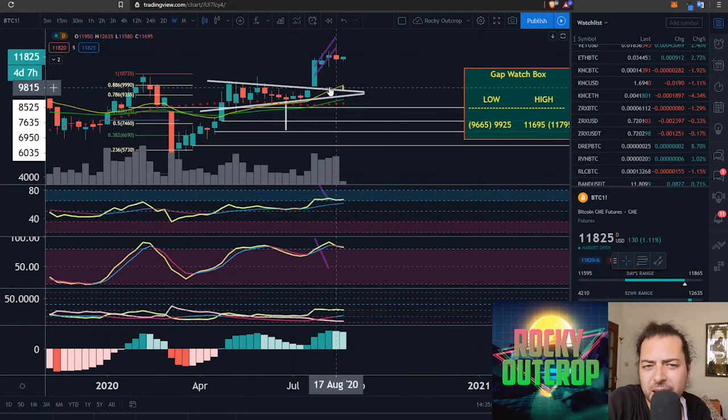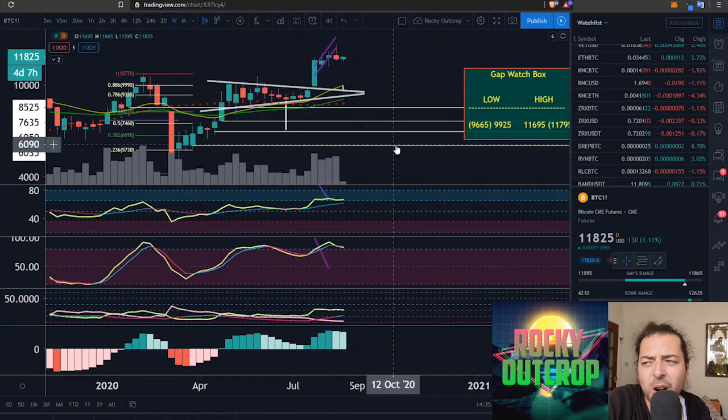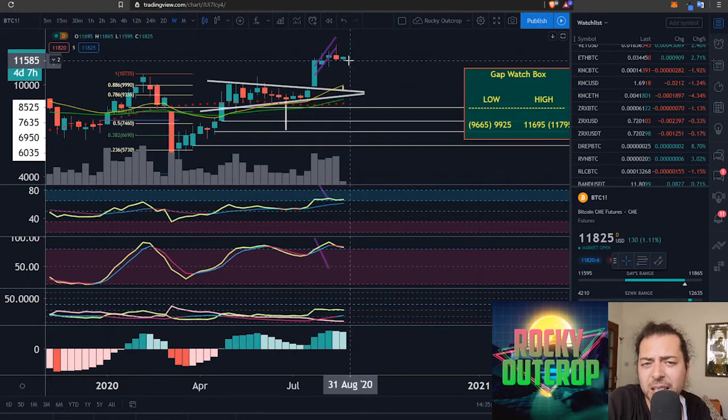We'd want to see the prices stay above overall that 9,500 area, or else perhaps we've got the trend turning around. Now, whether that means that the macro trend of the bull market since March has turned around or not.